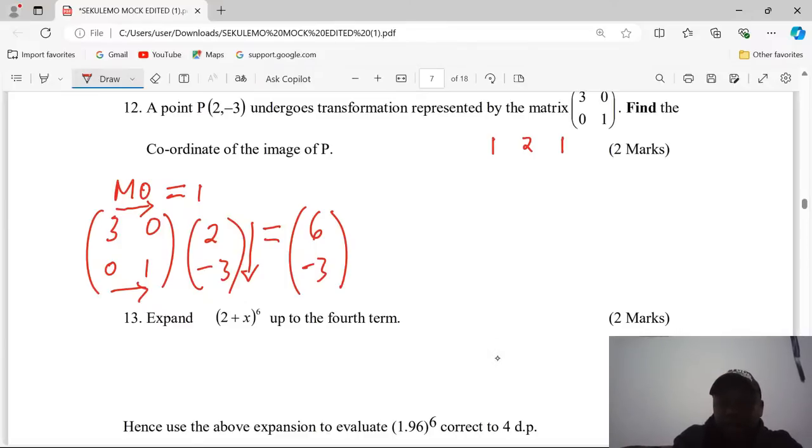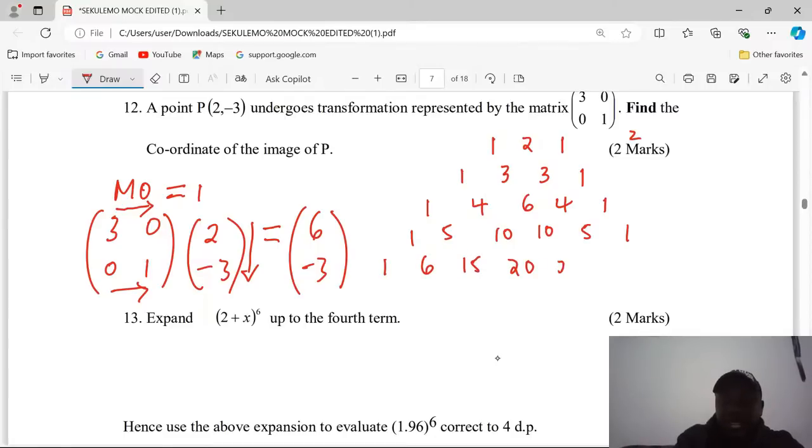So that's for power 2. Then for power 3, they are 1, 3, 3, and 1. For power 4, 1, 4, 6, 4, 1. For power 5, they are 1, 5, 10, 10, 5, and 1. Then for power 6 now, they start with 1, 6, 15, 20, 15 again, 6 and 1.